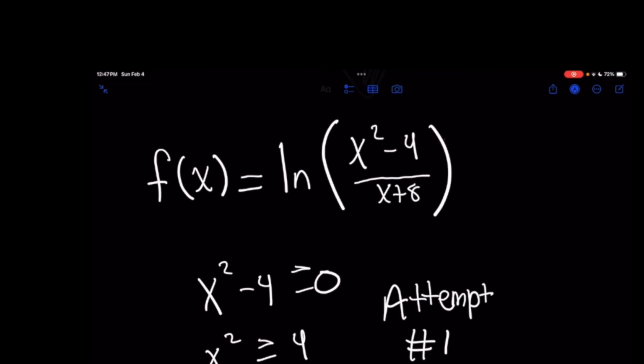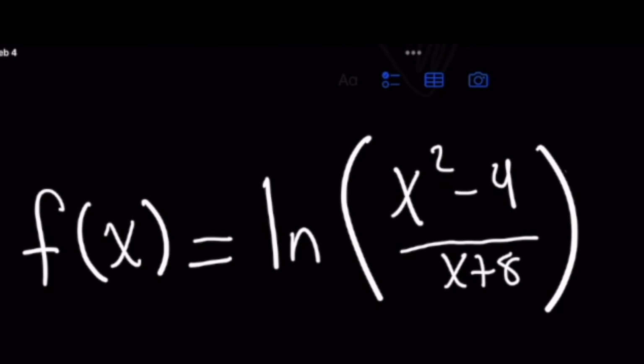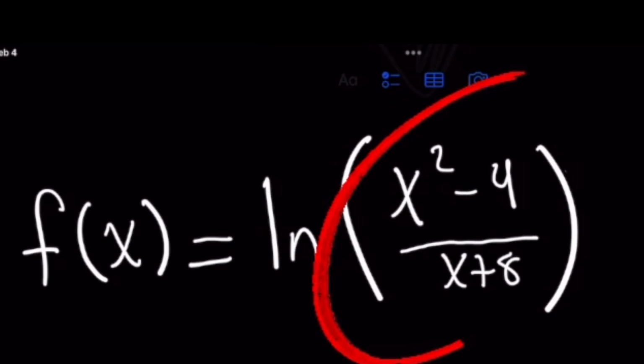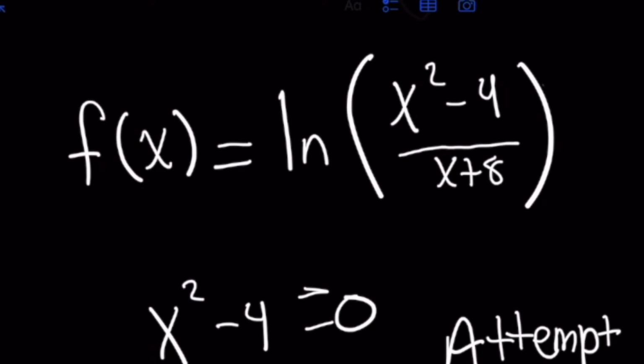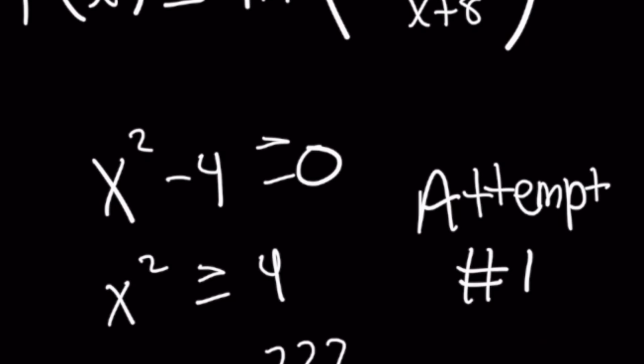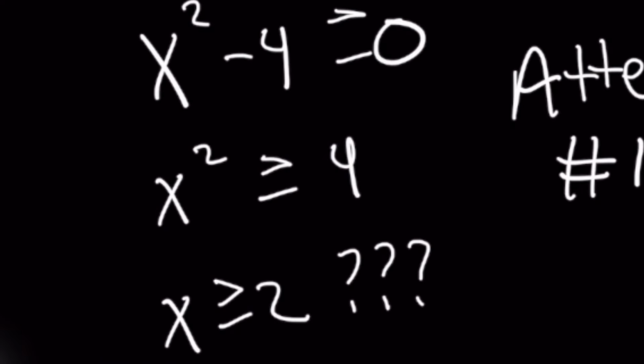So starting with the numerator, we know we cannot take the natural log of a negative number. So we're going to say that x squared minus 4 must be greater than or equal to 0. When I add 4 to both sides, I'll get that x squared is greater than or equal to 4, with the final result that x must be greater than or equal to 2.